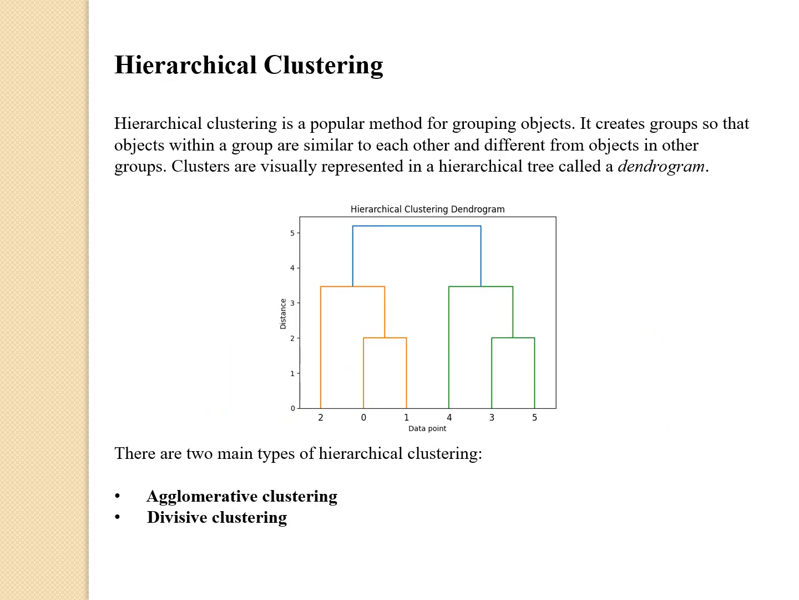Hierarchical clustering. It is a popular method for grouping objects. It creates groups so that objects within a group are similar to each other and different from objects in other groups. Clusters are visually represented in a hierarchical tree called a dendrogram. There are two main types of hierarchical clustering: agglomerative clustering and divisive clustering.